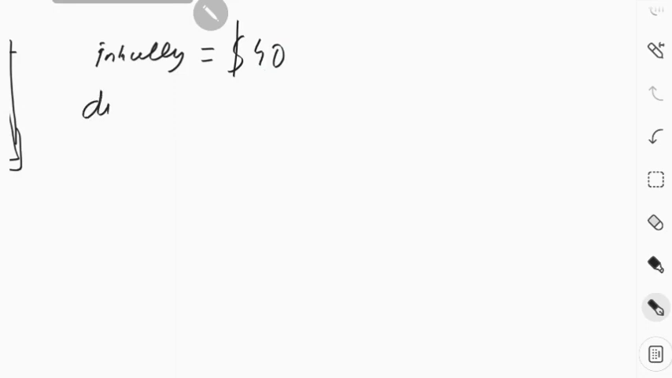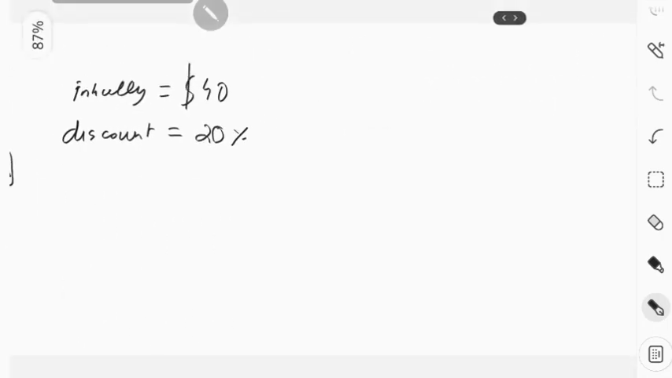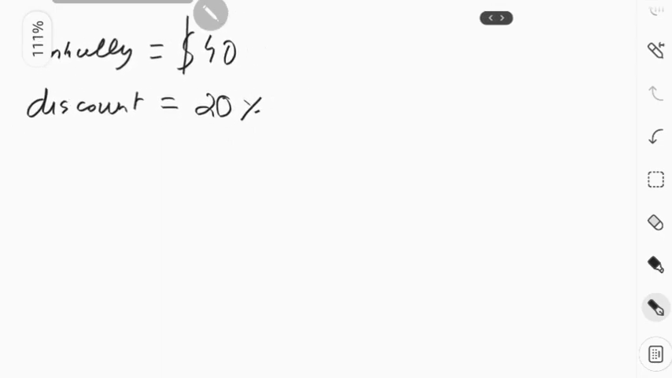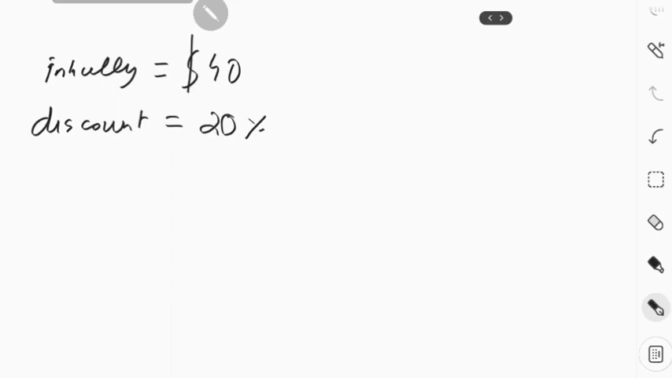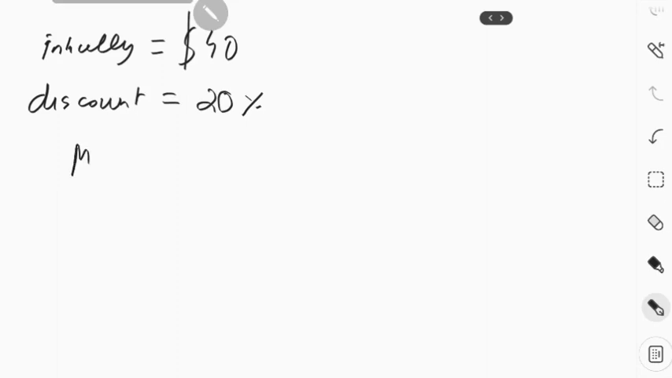$40. Discount is equal to 20%. Now I'm going to tell you a very simple trick. You just have to know there are actually two methods to do this, but the one I'm going to tell you is the best way to do it. So basically there's a method 1.